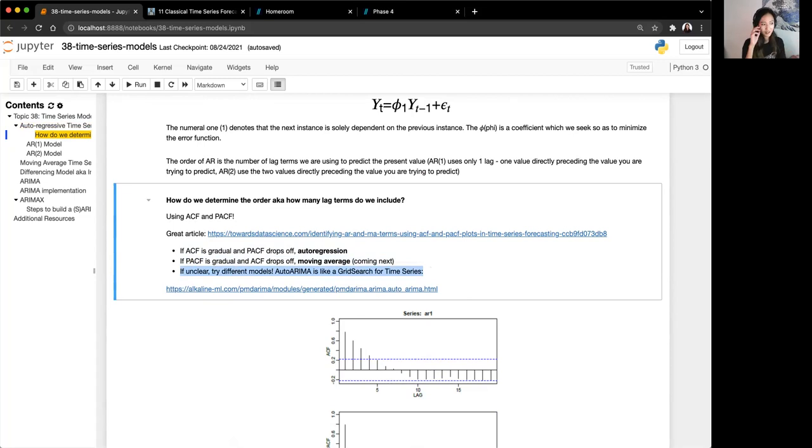And that is in AutoARIMA. I'm going to talk about AutoARIMA later, because that's sort of like grid search, like trying, all right, maybe I want to try the range of 1 to 5 AR terms, as well as 1 to 5 MA terms, to figure out which actually fits my data best. Any questions at this point?